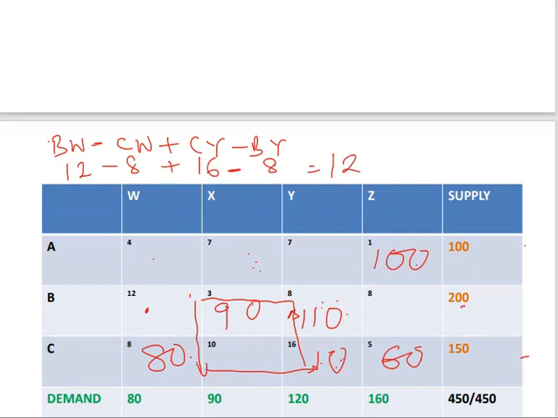That's minus 12. Is it minus? Minus 8. 12. So that is 12. That means this is going to increase our cost by 12 naira per unit. That's there for you.